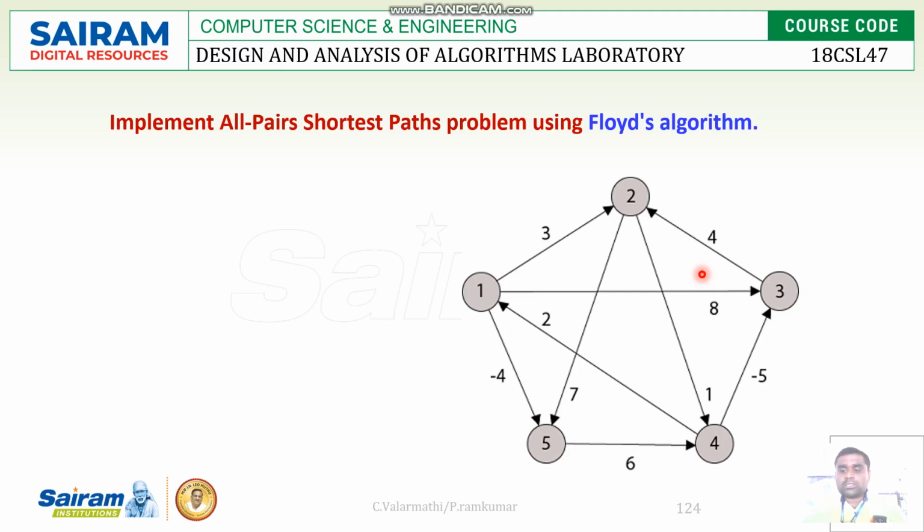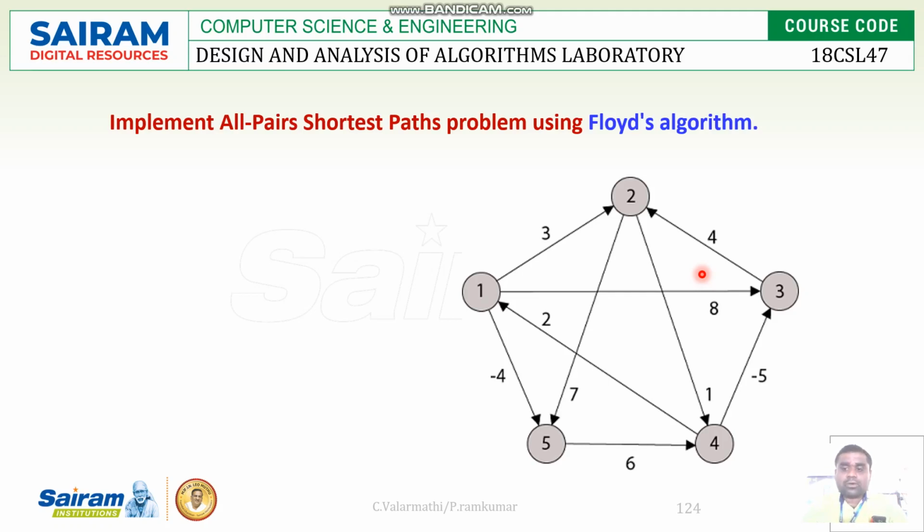Also, previously we have discussed Dijkstra's, Kruskal's and Prim's algorithms. Those algorithms will not support negative edges, whereas Floyd's algorithm will support negative edges. So here 1 to 5 will carry -4, 4 to 3 will carry -5. So negative edges also will be considered.